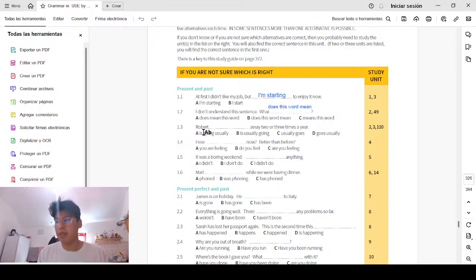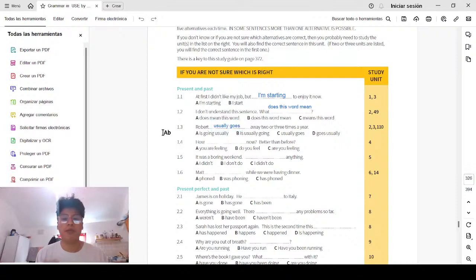Okay. Next, Robert is going usually away 2 or 3 times a year, or maybe Robert is usually going away 2 or 3 times a year, or maybe Robert usually goes away 2 or 3 times a year. The best option is usually goes away 2 or 3 times a year.